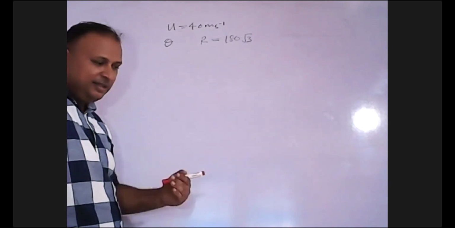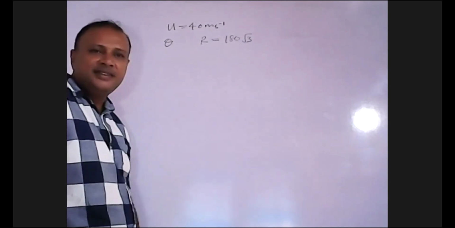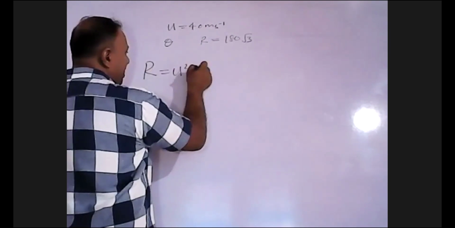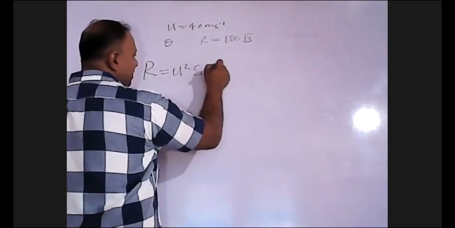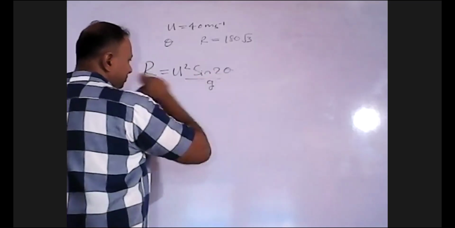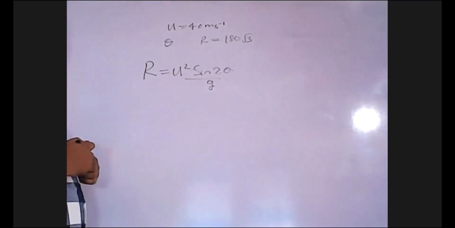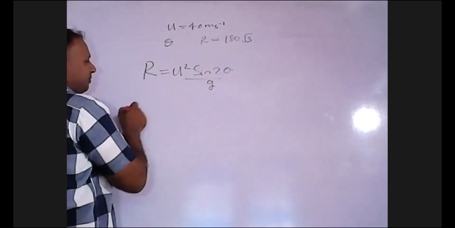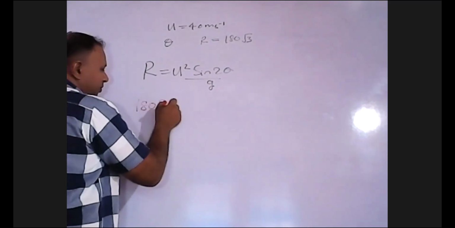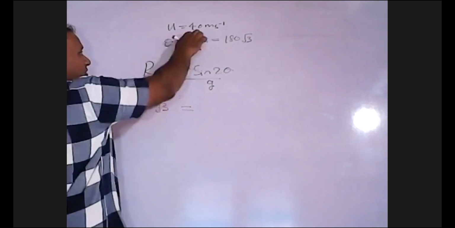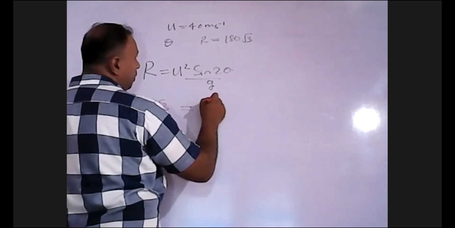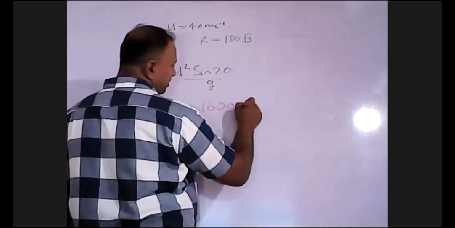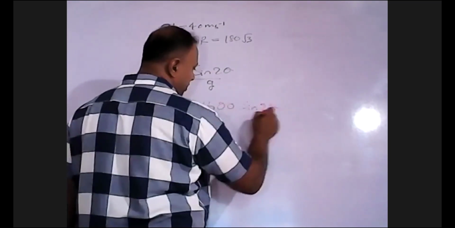The equation for the range is R equal to u squared sin 2 theta over g. This is 40, R is 180 root 3 is equal to. u squared means 1,600, sin 2 theta over g.